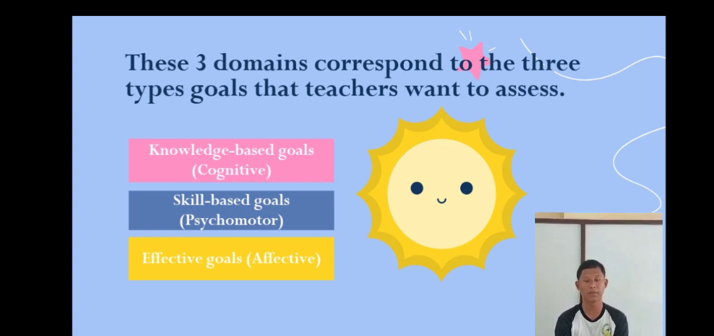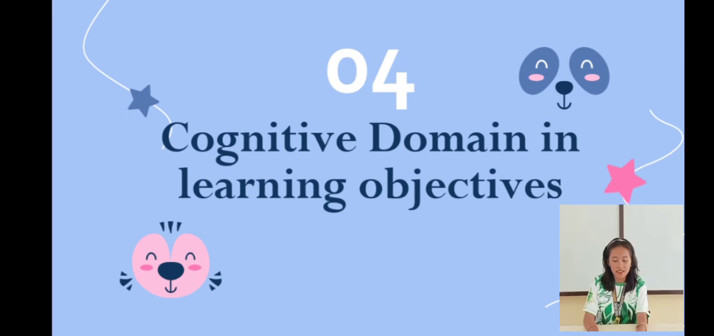And each domain represents different aspects of learning and development. Educators often use Bloom's taxonomy to design effective learning objectives and assessments tailored to these domains. So next is the cognitive domain in learning objectives.